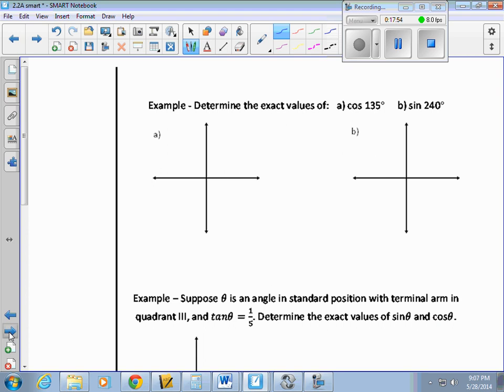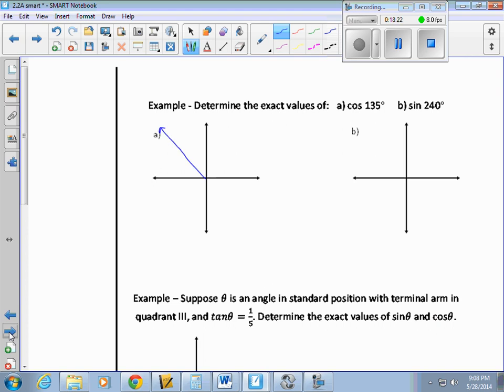Next example says, determine the exact values of cos of 135 degrees and sine of 245 degrees. So as soon as you see exact value in there, chances are you're going to be using the 30, 60, 90 or that 45, 45, 90 triangle. So what I do first of all is I draw this in here. So 135 degrees is approximately like that.